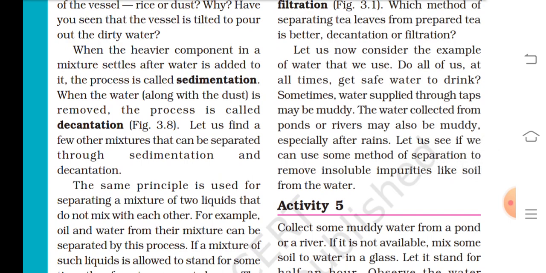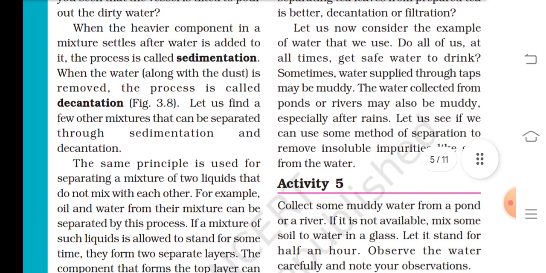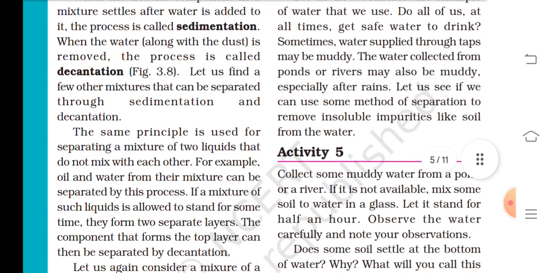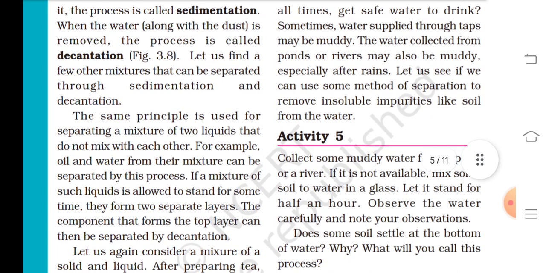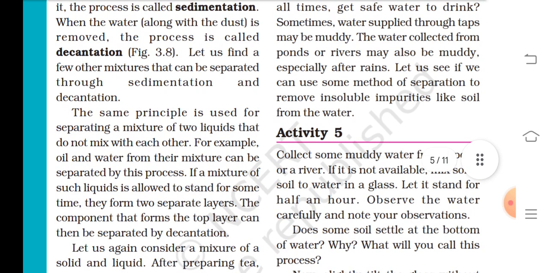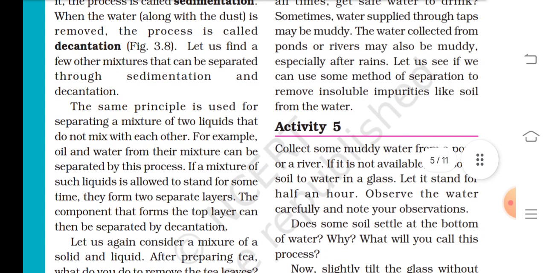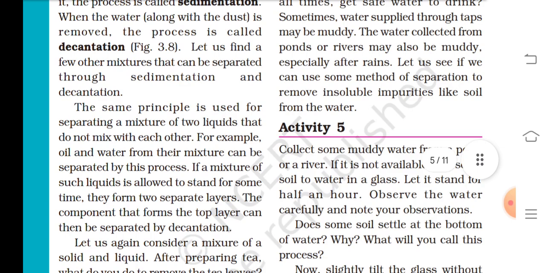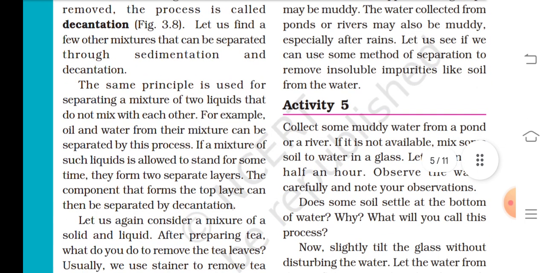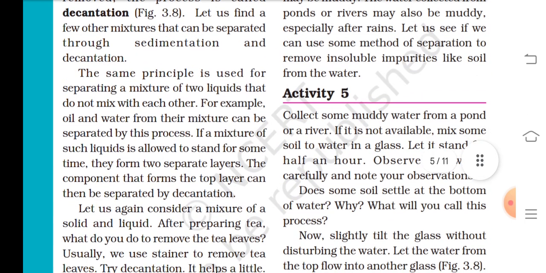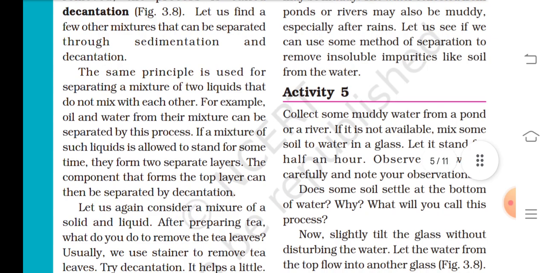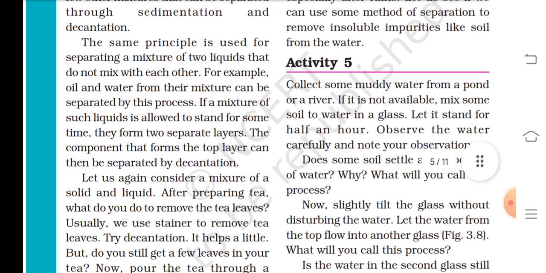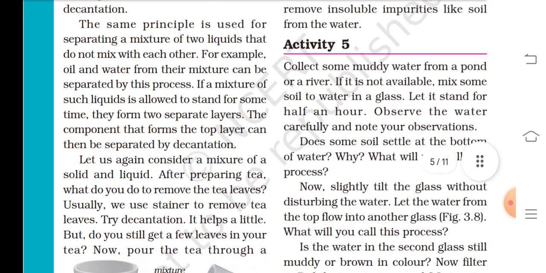Let us now consider the example of water that all of us use all the time. To get safe water to drink, sometimes water supplied through taps may be muddy. The water collected from ponds or rivers may also be muddy, especially after rain. Let us see if we can use some method of separation to remove insoluble impurities like soil from the water.